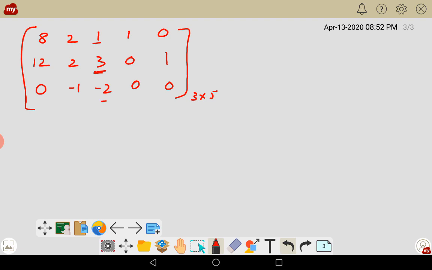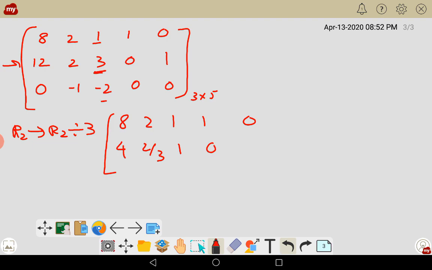Clear? So this element, we are writing a new formula for row 2. Row 2 will be row 2 divided by 3. Just divide it by 3, you will get it reduced. No change in row number 1. Change occurs in row number 2 divided by 3. This is 4, 2 over 3, 1, 0, 1 over 3. No change in third row: 0, negative 1, negative 2, 0, 0.